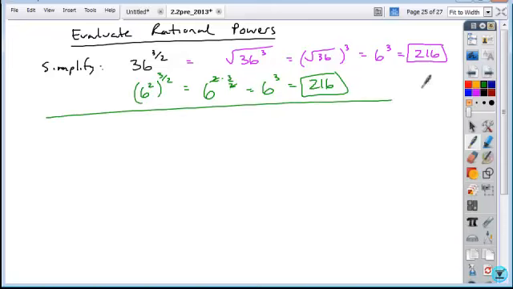So you could use either of those methods. It doesn't matter. All right, try this one on your own, please. Let's see if you can simplify this problem.